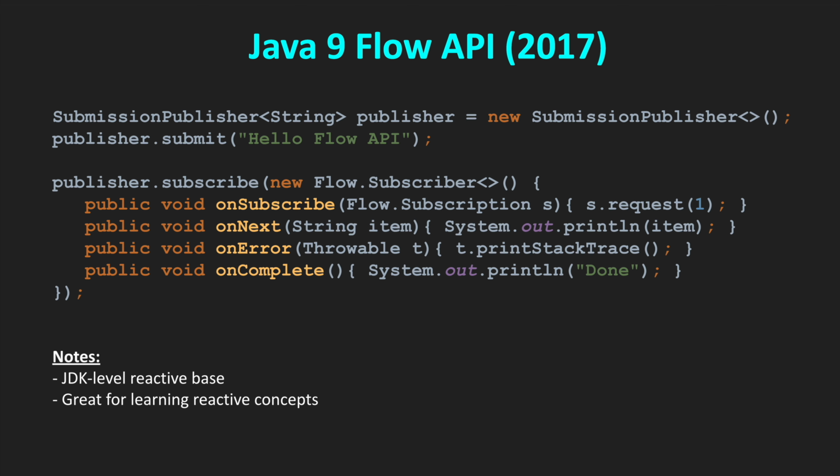So the next one is Java. Starting from Java 9 in 2017, the Flow API was introduced. It's a part of the JDK, so you don't have to include any library or external framework in order to use reactive streams in Java. So now let's take a look at an example of it.